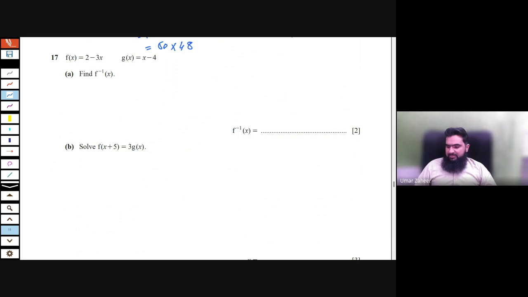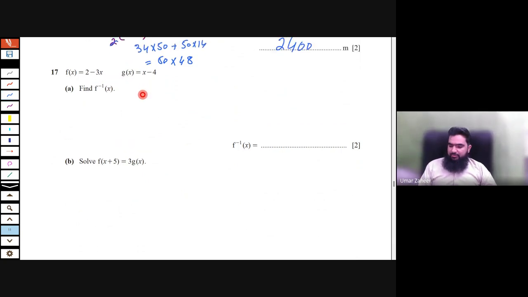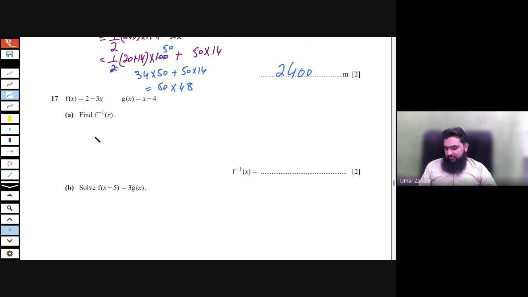Now, the next question. We have the function f of x is equal to 2 minus 3x, g of x is equal to x minus 1. So f inverse of x we need to find. We take y is equal to 2 minus 3x. We have to make x the subject. So 3x is equal to 2 minus y. x is equal to 2 minus y divided by 3. Now replace x with the inverse function and y with x.